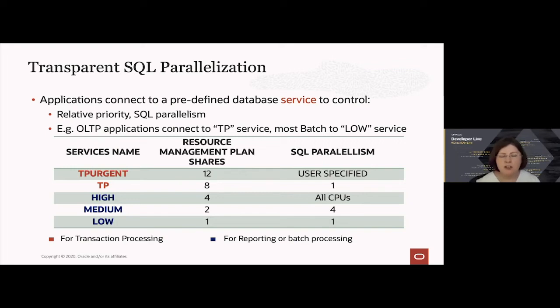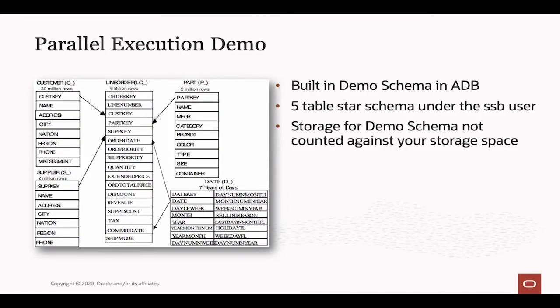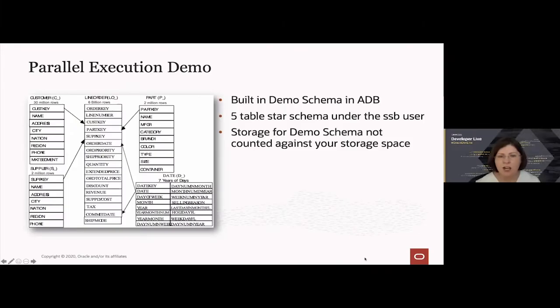So one of the other great advantages we have with the Autonomous Database is the fact that it has a built-in demo schema. You can actually take advantage of a 1 terabyte size star schema benchmark that's available to you. So that demo environment is built in. It's not part of your space allocation. And I'm going to show you now with a quick demo just what we can do with parallelism.